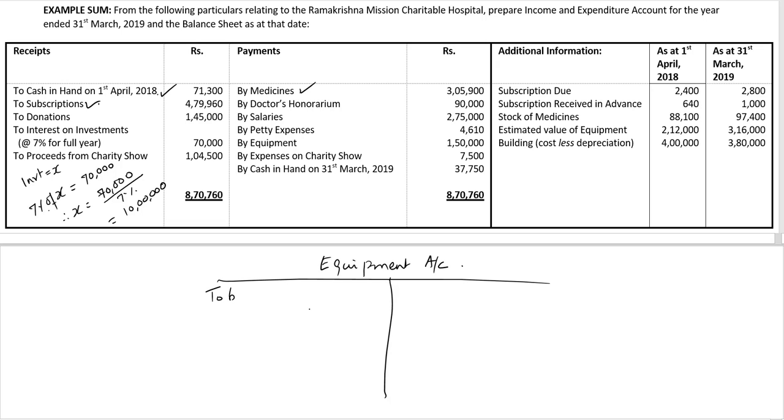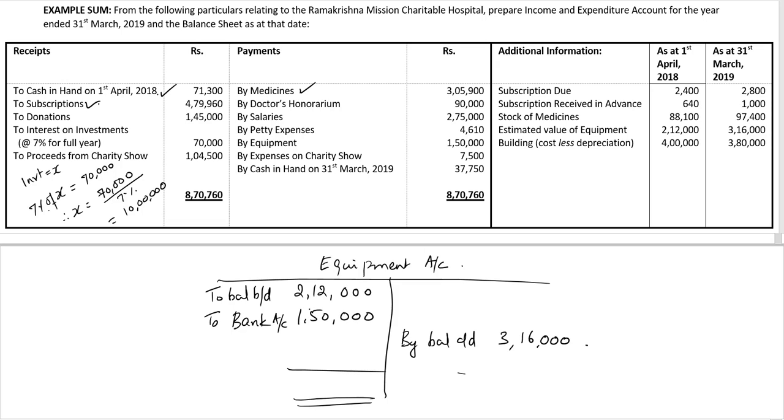The opening balance, to balance brought down, 2,12,000 rupees. The closing balance, by balance carried down, 3,16,000 rupees. There is no sale of equipment because there is no item of equipment on the receipts side of the receipts and payments account. However, from the payment side, we can get that we've purchased equipment for 1,50,000 rupees. So to bank for the purchase of equipment, 1,50,000 rupees.